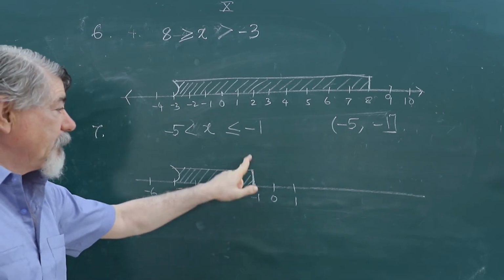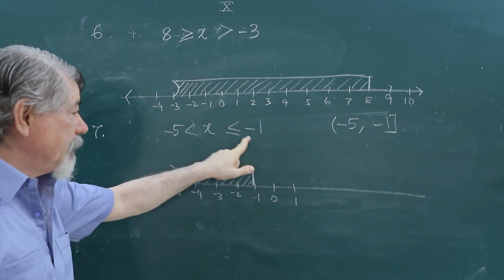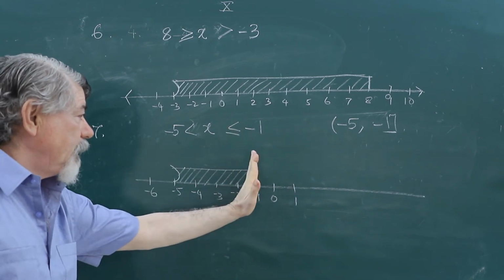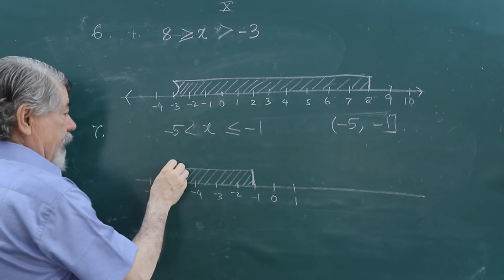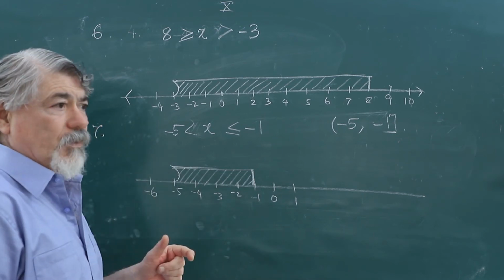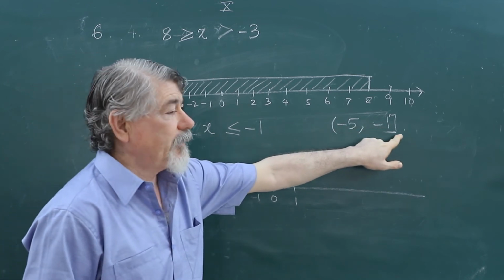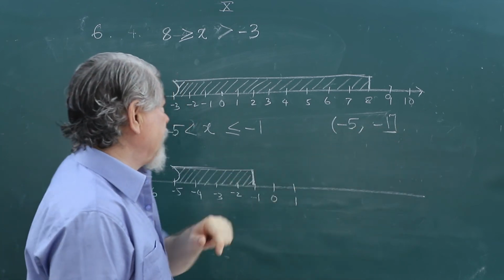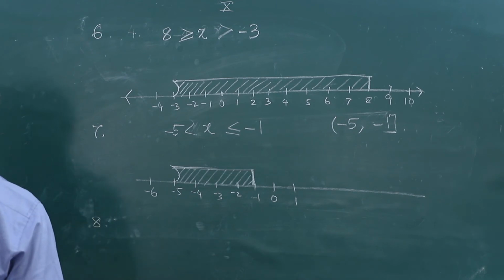Where it is saying x is less than or equal to minus 1, so to this side, and x is greater than minus 5, so to this side. But minus 5 is not included in that set. That is why an open bracket. And here it is a closed bracket because minus 1 is included. Now let us see the 8th one.